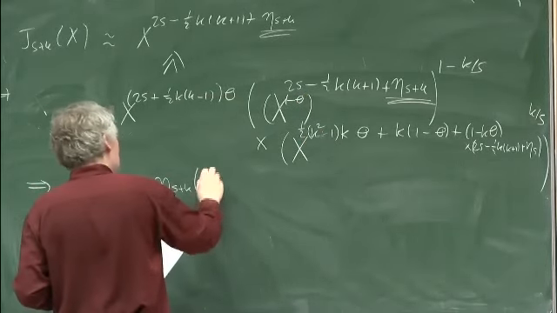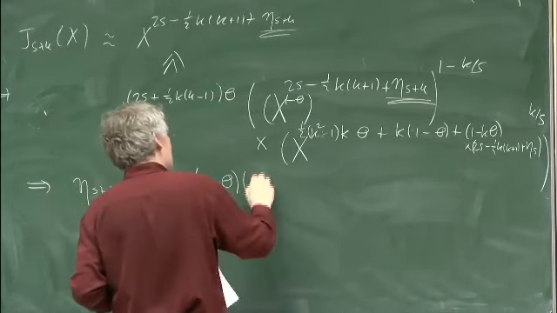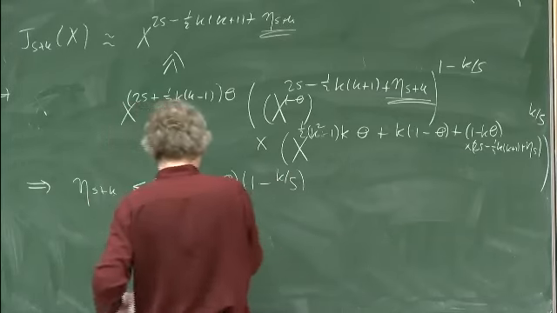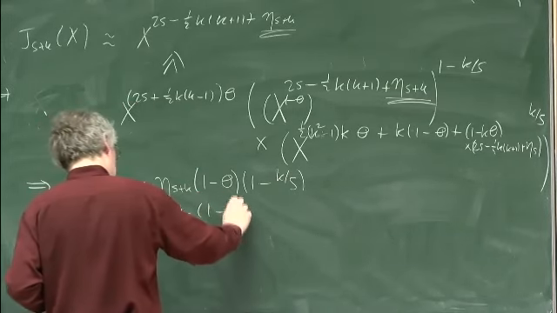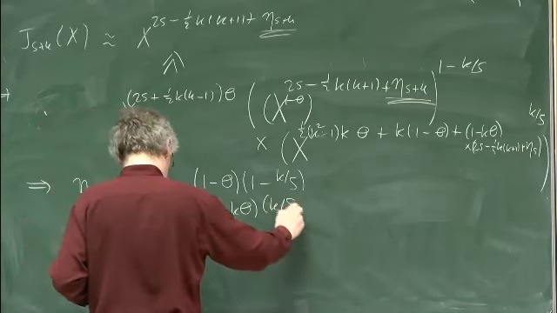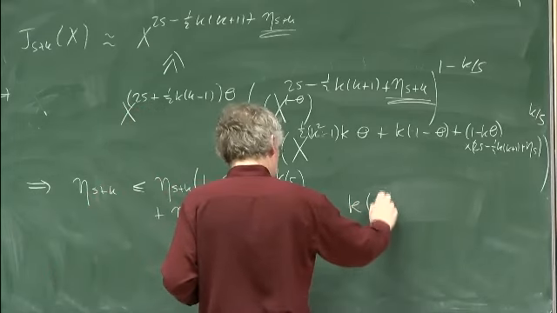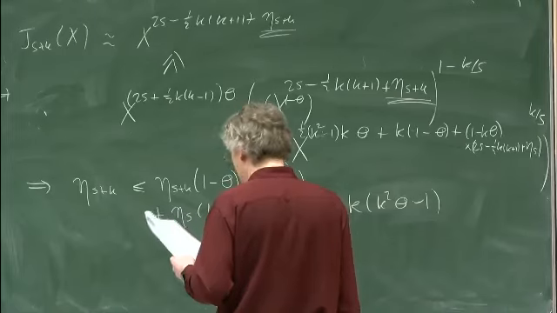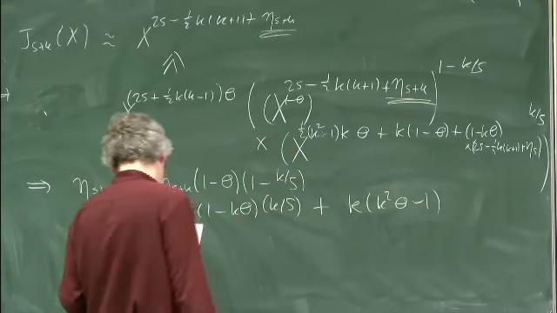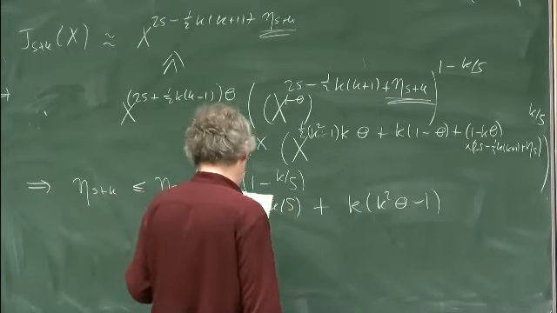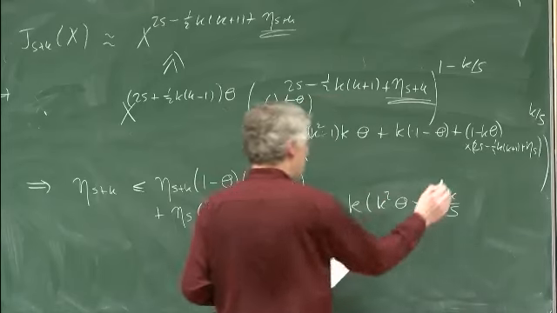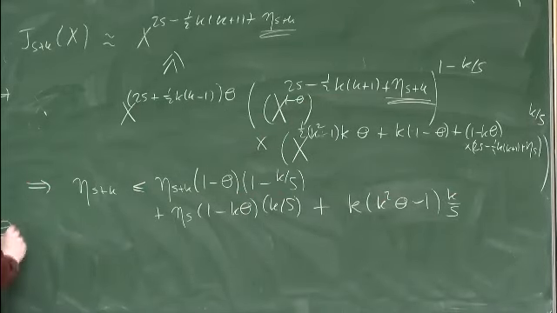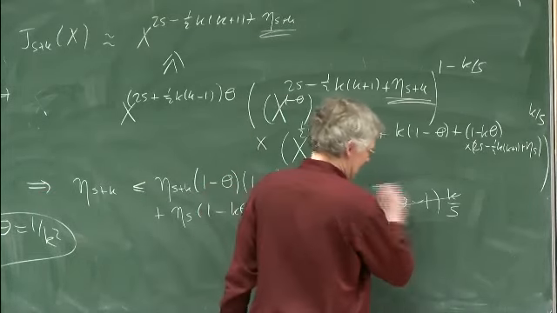So eta s plus k times 1 minus theta times 1 minus k over s plus eta s 1 minus k theta k over s. And then if you do the arithmetic, there's this object on the end here. And I think there's an extra k over s, which I should include here. Now remember, I was going to make the choice theta is 1 over k squared in this argument, so I get rid of this term anyway.